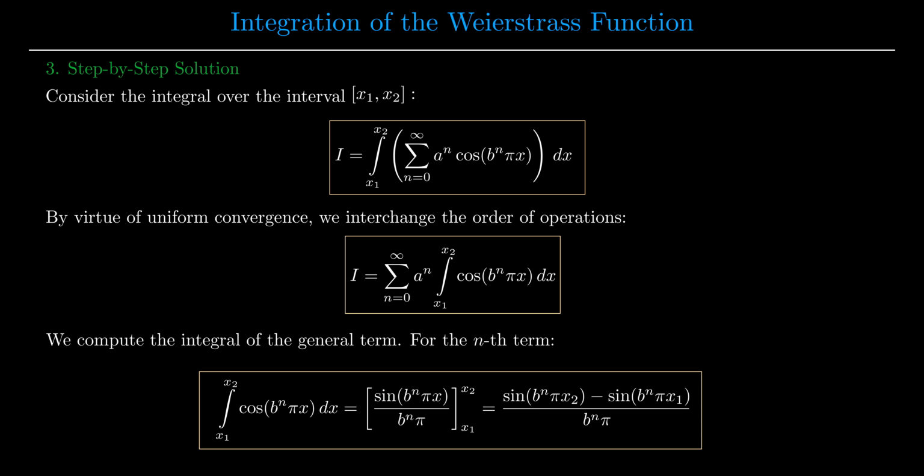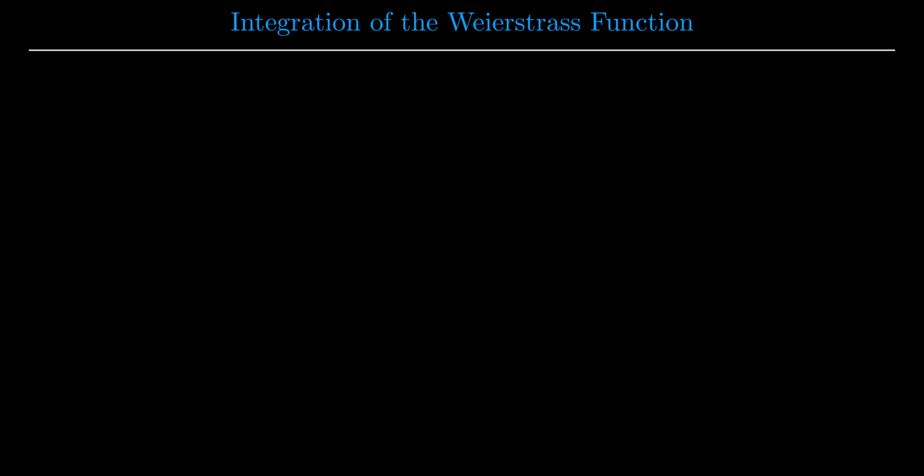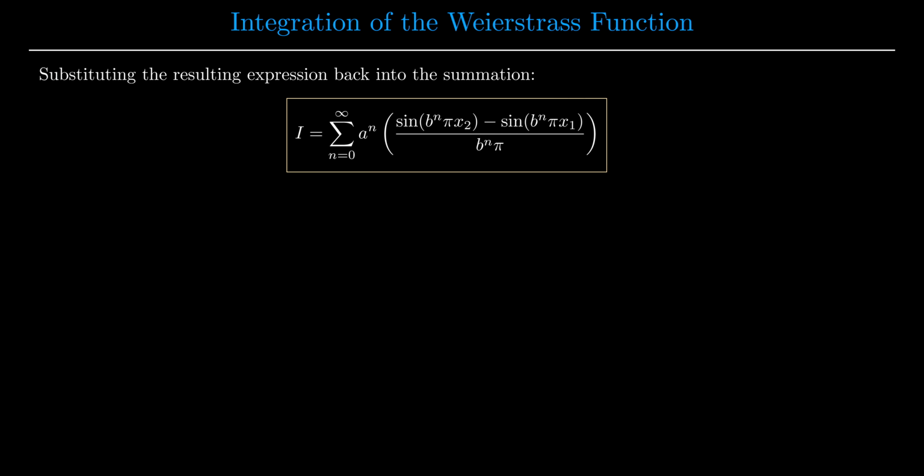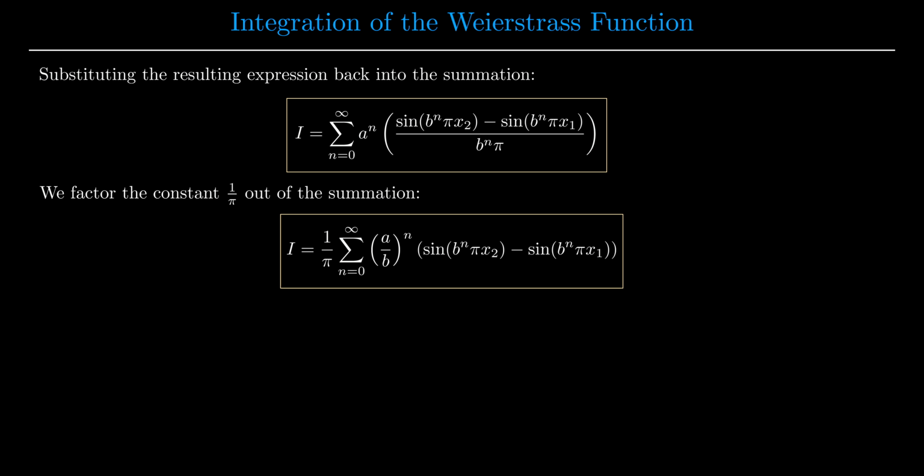The antiderivative of cosine b to the n pi x is sine b to the n pi x divided by the inner coefficient b to the power of n times pi. Applying the limits from x1 to x2, we get the difference of sines divided by b to the n pi. Substituting this result back into the summation, we can simplify the expression. We factor the constant 1 over pi out of the sum.